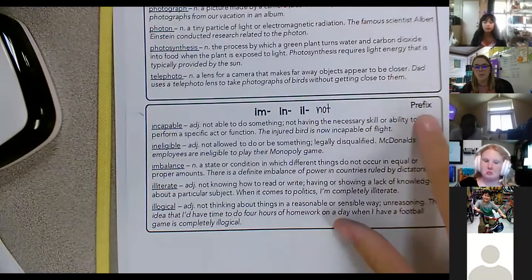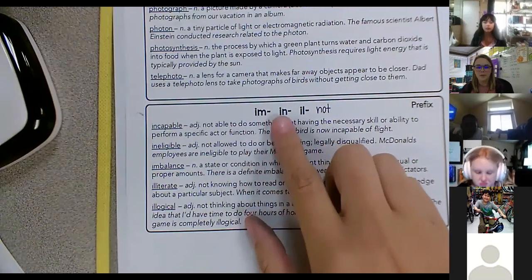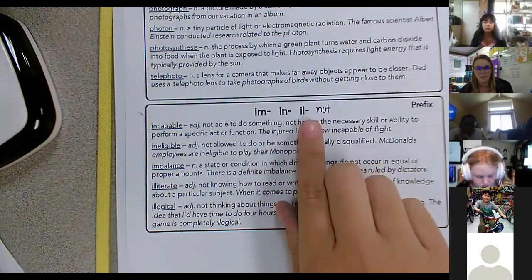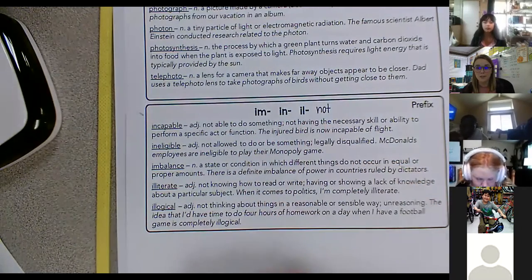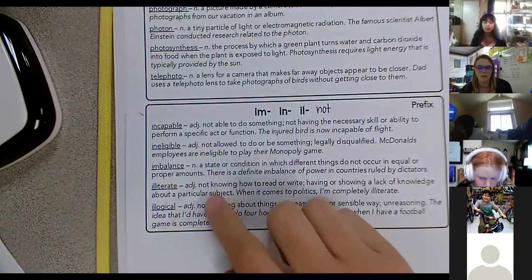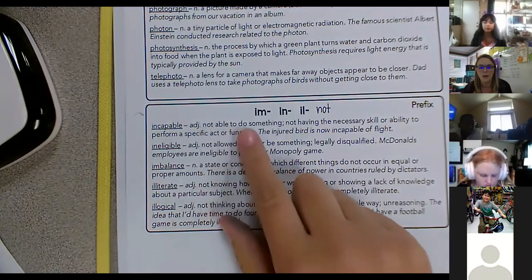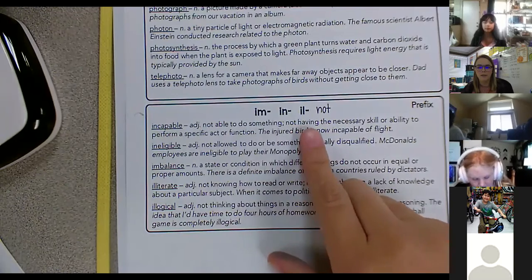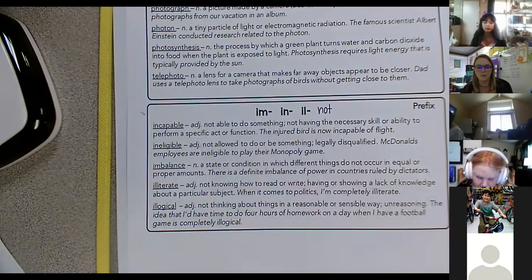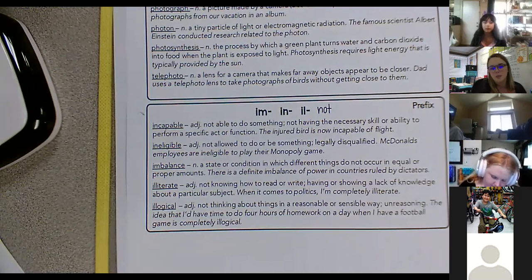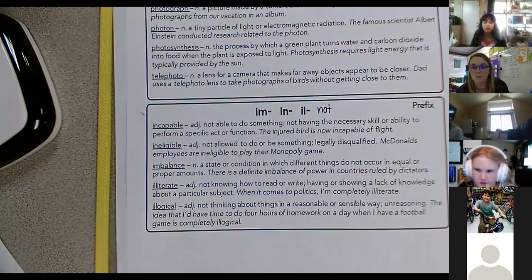Next, we have our prefixes. We have 3 prefixes, im, in, and ill. They all mean not. They're kind of like the opposite, or not. First, we have incapable, so not able to do something, or not having the necessary skill or ability to perform a specific act or function. So it basically means that somebody isn't able to do something. For example, the injured bird is now incapable of flight. The bird is injured, it can't fly.